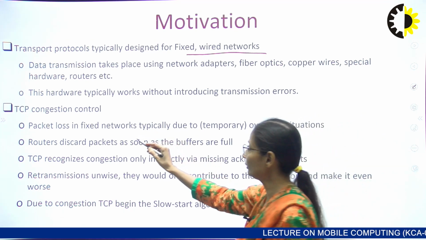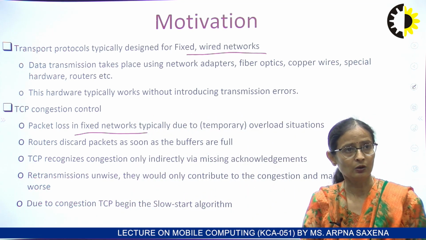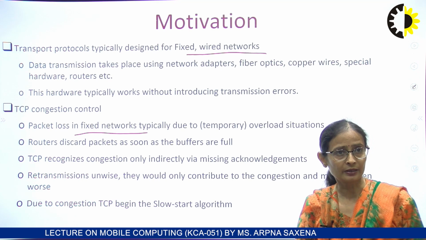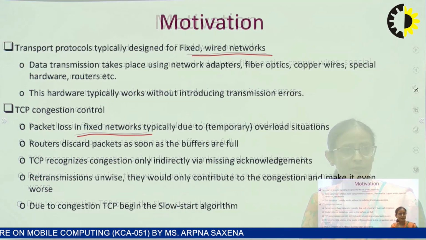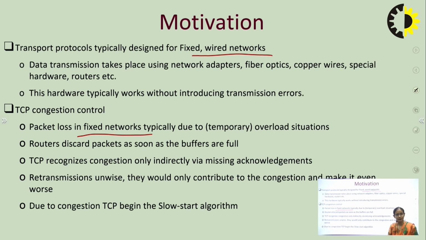We are aware that whenever a packet loss happens, what's the exact reason behind the loss? Routers discard the packets as soon as the buffers are full. TCP recognizes congestion only indirectly via missing acknowledgements. That is, if the sender doesn't receive an acknowledgement for a long time, then it assumes that there is a lot of congestion or traffic in the network. Retransmissions are unwise. They would only contribute to the congestion and make it even worse.